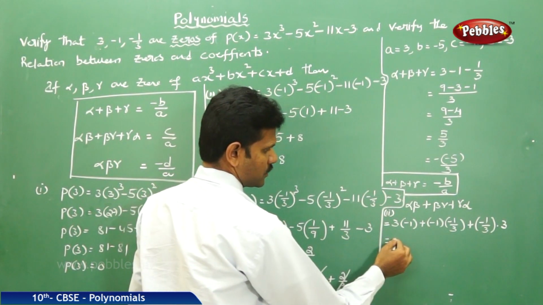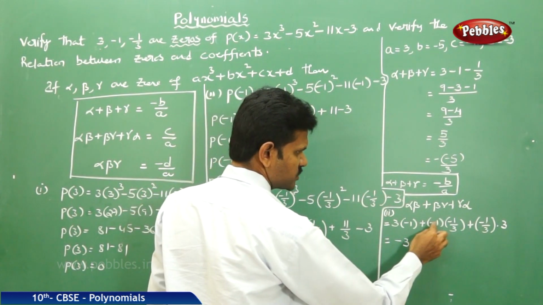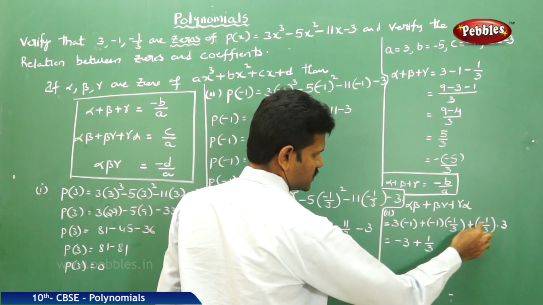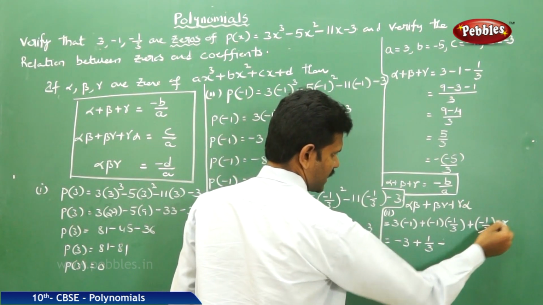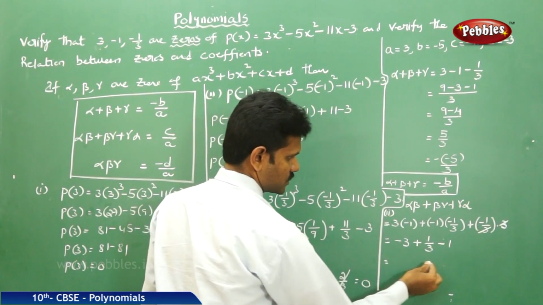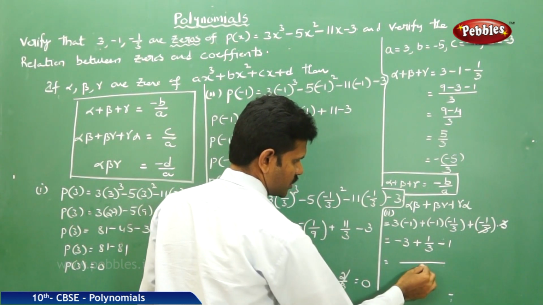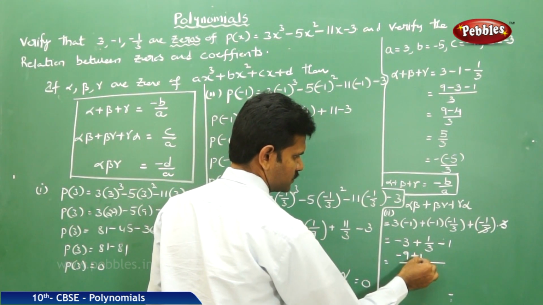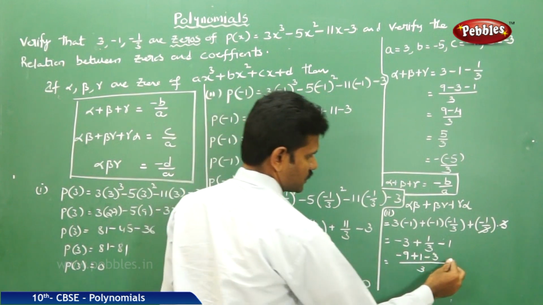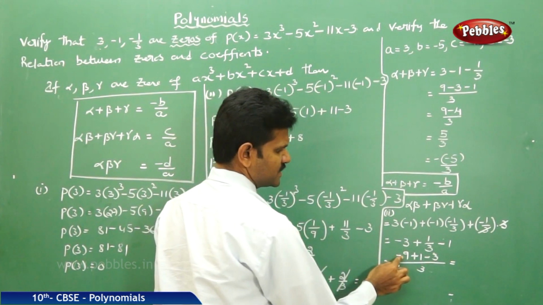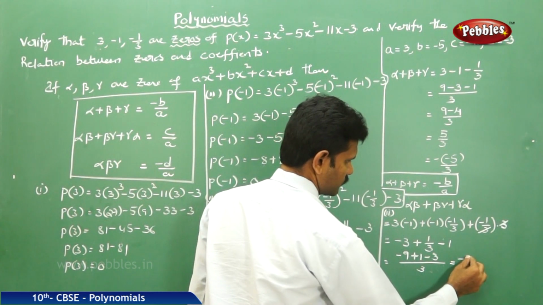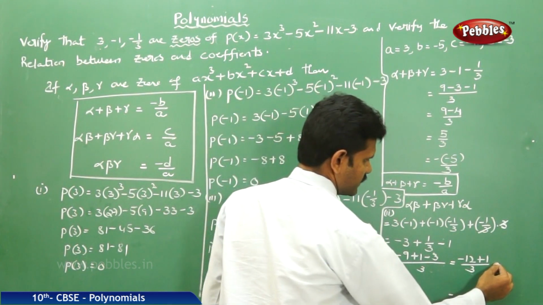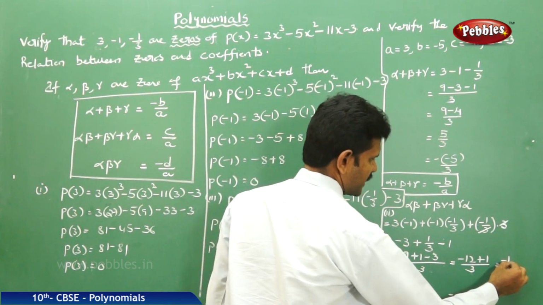Now let us simplify this one. Minus 3, minus into minus is plus, that is plus 1 by 3. Next plus into minus, minus 3, 3 get cancelled, that is your LCM is 3. Let us simplify. Minus 9 plus 1 minus 3, which will give you minus 9 minus 3 is minus 12, plus 1 by 3, which will give you minus 11 by 3.